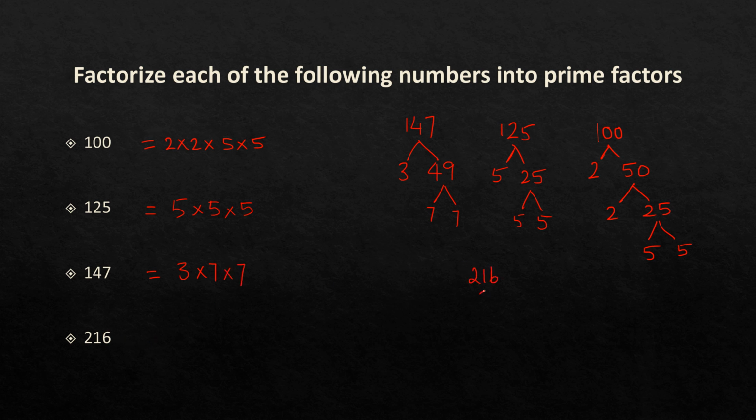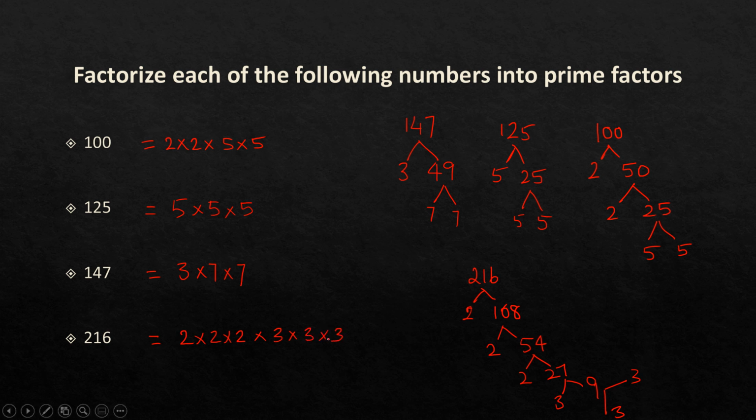And lastly, we have 216. It's an even number, so definitely it's divisible by 2. 2 times 8 is 16. So 2 times 108 gives 216. Again, divided by 2 because it's an even number. 2 4s 8. Similarly, even number. 2 times 27. And this goes as 3 times 9, and this 9 goes as 3 times 3. Sorry, there's not enough space there. But 2 times 2 times 2 times 3 times 3 times 3. So that's the answer for this question.